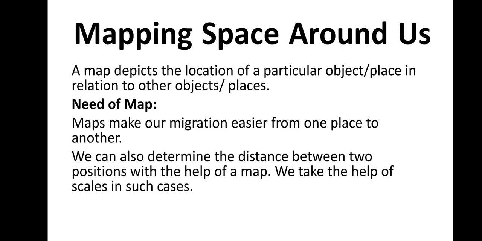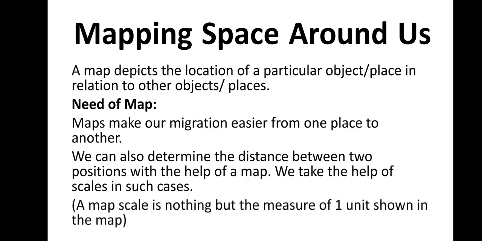We take the help of scales in such cases. In a map also, scales are mentioned, and with the help of that scale, we can determine the distance between two positions. A map scale is nothing but the measure of one unit shown in the map. So, what is mapping space around us?